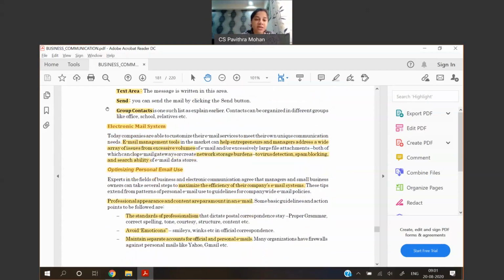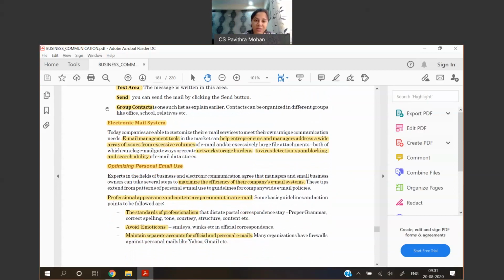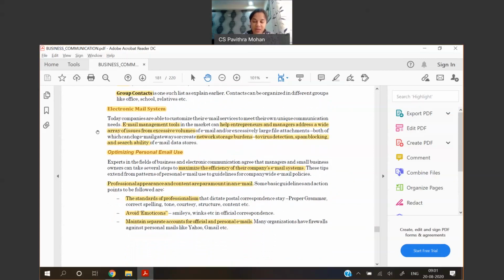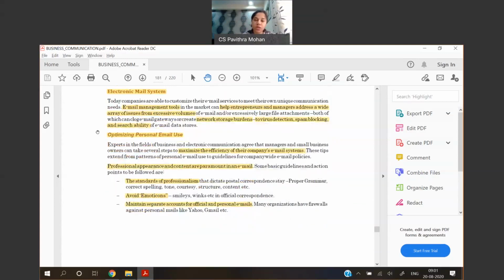Then we have send. Once the entire information is drafted and we are ready, we can give it as send. If you want to give it as contact groups, even that is possible today. We can create groups in an email account, where all the related email IDs we can put as one group, and if I write that particular group name, the mail will go to everybody in that group. These things come under the email account.